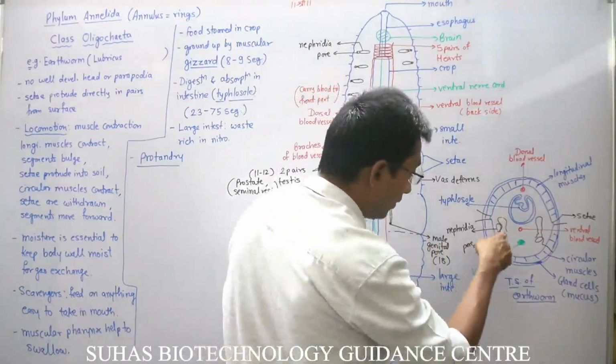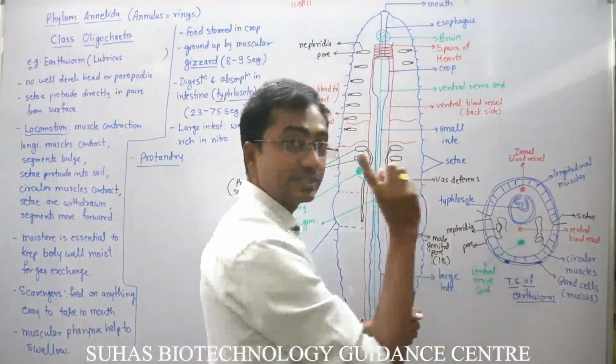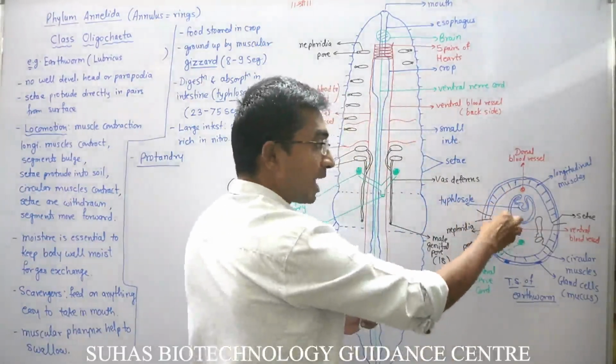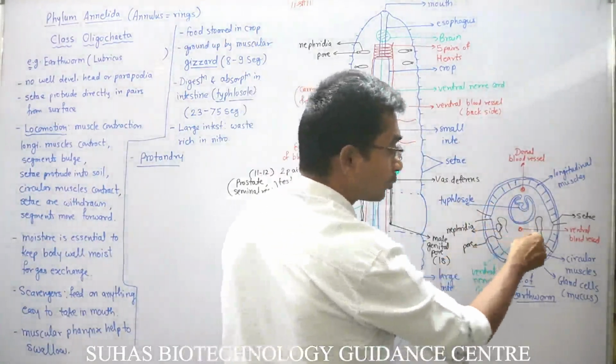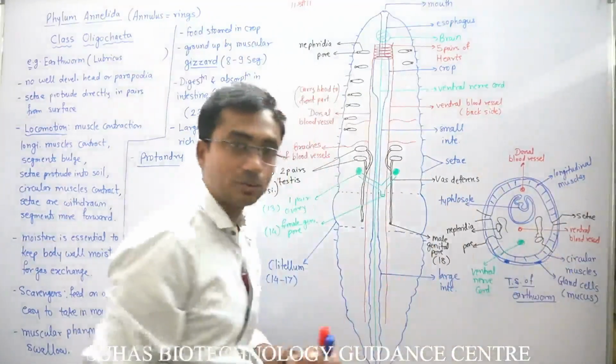so you can see these are the nephridia region, which will collect nitrogenous waste from the coelom and release it through this pore outside. This is the nephridia, and it is releasing it outside.